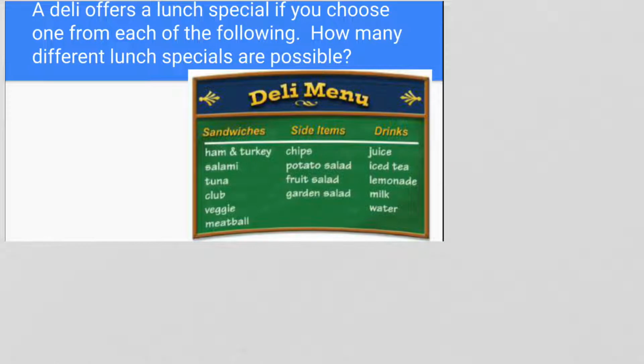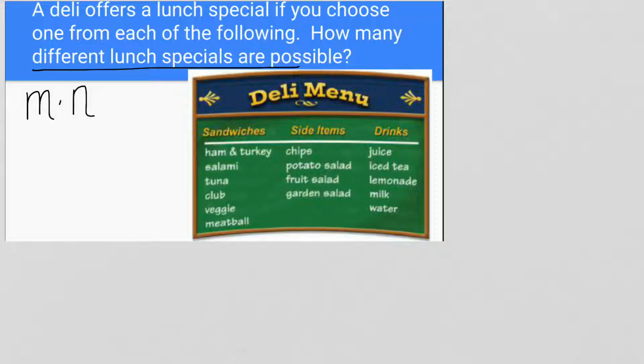All right, here's the first example. A deli offers a lunch special if you choose one from each of the following. We have sandwiches, we have a side item, and we have drinks. How many different lunch specials are possible? So here, we're looking for how many possible combinations I can have of this. So instead of trying to make a huge list of this or a tree diagram, which would be so big, we are going to be using the fundamental counting principle, which says I could take my m possibilities and my n possibilities and multiply them together.